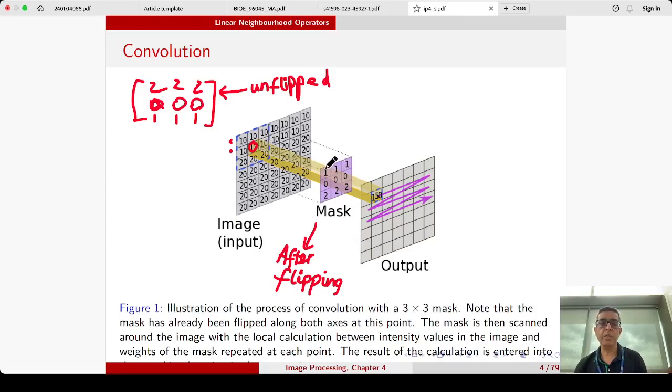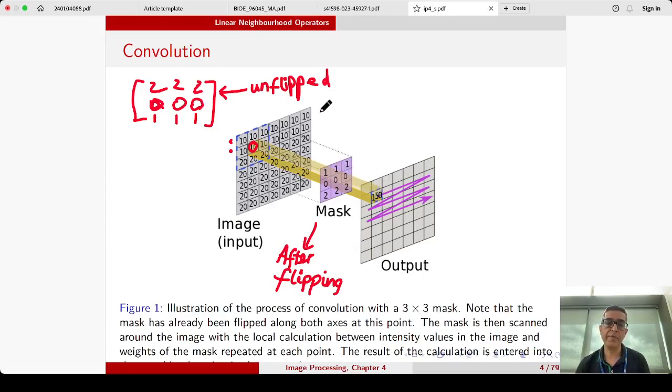So the calculation simply involves multiplying the mask values by the corresponding pixel values. So you get 10 by 1 plus 10 by 1 plus 10 by 1, plus 0 by 10 plus 0 by 10 plus 0 by 10, plus 2 by 20 plus 2 by 20 plus 2 by 20, which gives you 44, which gives you 150. And so where the mask is centered, you place the value of 150 in the output image.